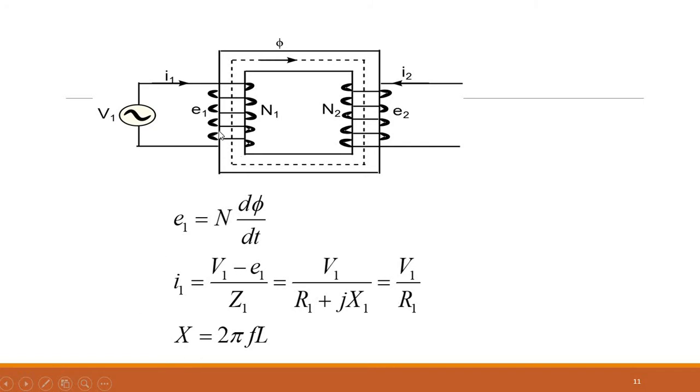Now we can look at the equations of the transformer. Induced EMF E1 is equal to N d phi by dt. d phi by dt means the rate of change of flux linkage with respect to time. And I1 is equal to (V1 minus E1) divided by Z1. Z1 is the impedance of this coil, and Z1 is R1 plus jX1. So it is V1 upon (R1 plus jX1), or for DC it is V1 upon R1. X is equal to 2 pi fL, we can put here X equals 2 pi fL.